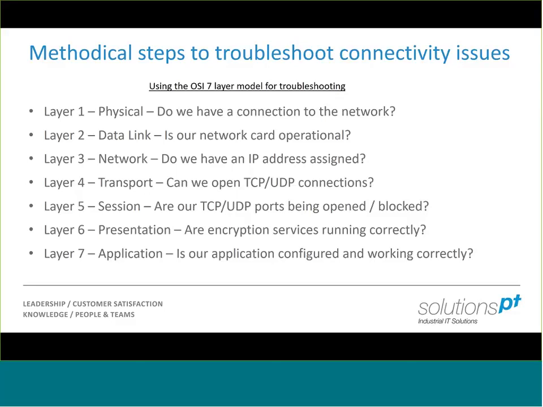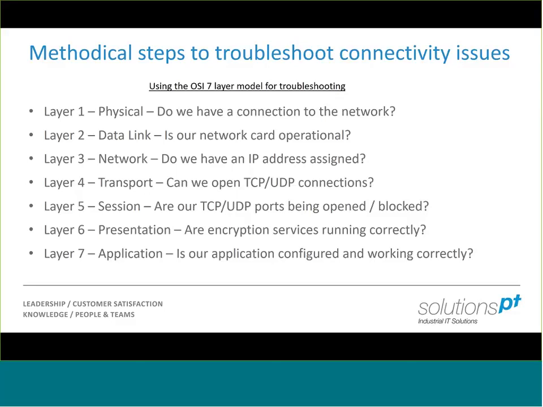So first and foremost, we start at layer 1, the physical layer. We're going to ask ourselves, do we have a connection to the network? Is our network port lit up on the switch? Is our network connection window showing us connected? That's a nice simple one to troubleshoot. We either have a connection or we don't.